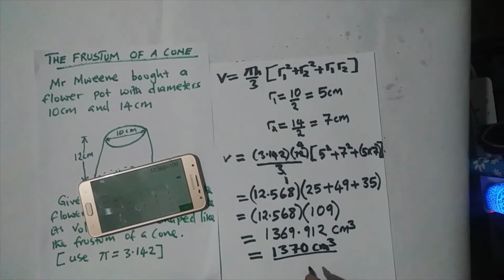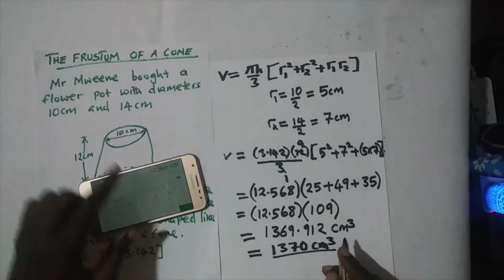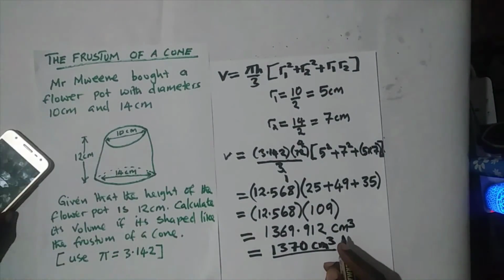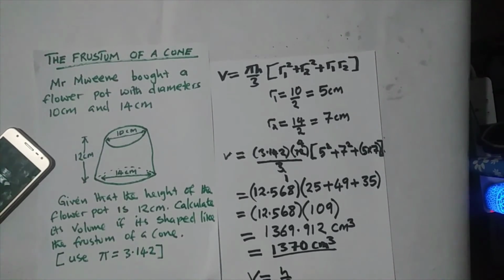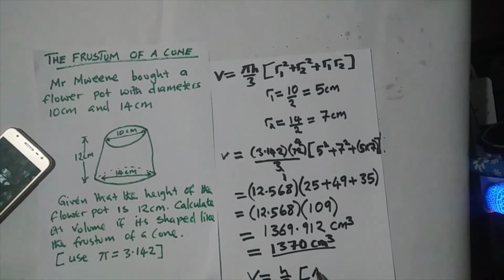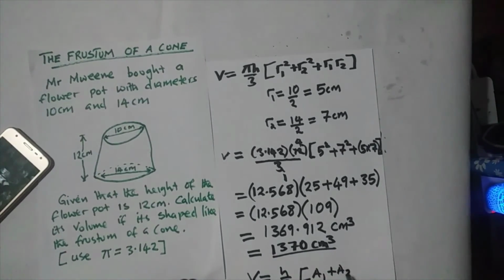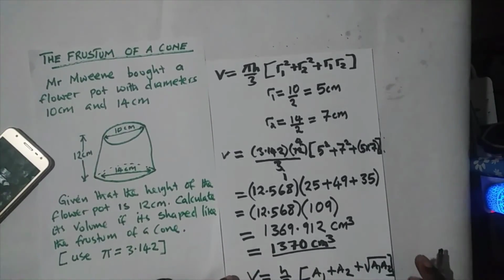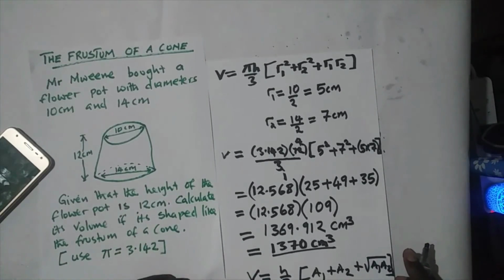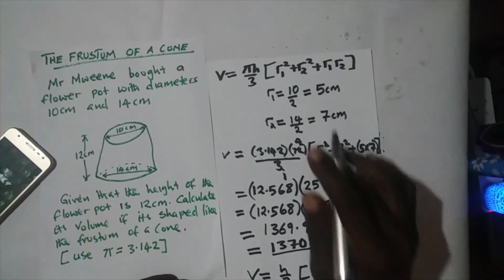We used it when we were calculating the volume for the frustum of a pyramid. The formula, I'll write it again here. The other formula that you can use is V, or volume, is equal to H over 3 times area 1 plus area 2 plus the square root of area 1 times area 2. We used this formula when we were calculating the volume for the frustum of a pyramid, and you can also use it here.